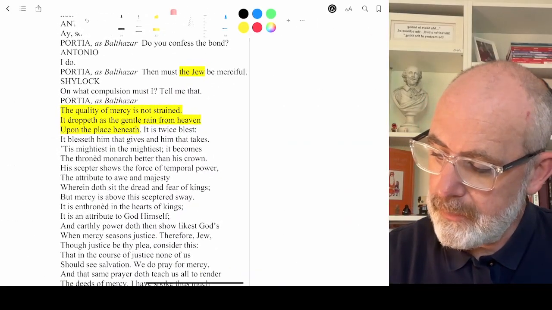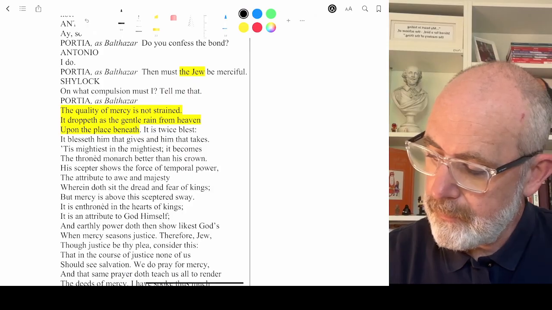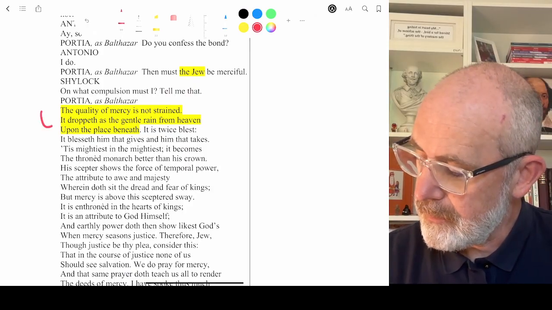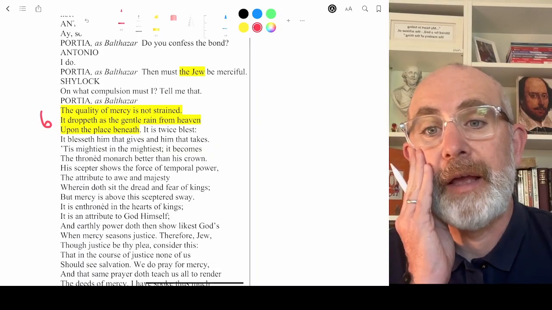"The quality of mercy is not strained. It droppeth as the gentle rain from heaven upon the place beneath."